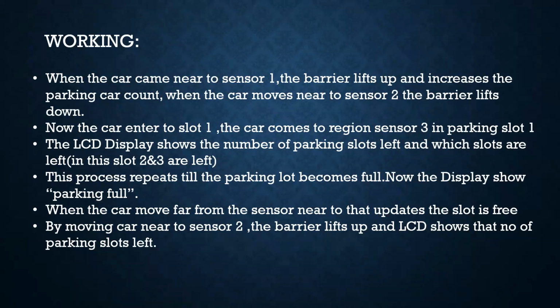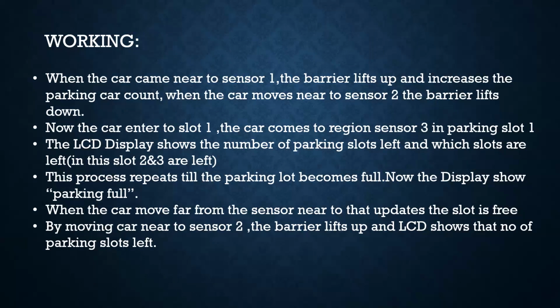Working is explained by my teammate Sai Gunashekar. So, working. When the car comes near sensor 1, the barrier lifts up and the parking count is updated. When the car moves near sensor 2, the barrier lifts down. Now the car enters slot 1. The car comes to the region of sensor 3 in parking slot 1. The LCD display shows the number of parking slots left and which slots are left. This process repeats till the parking lot becomes full. Now the display shows parking full.